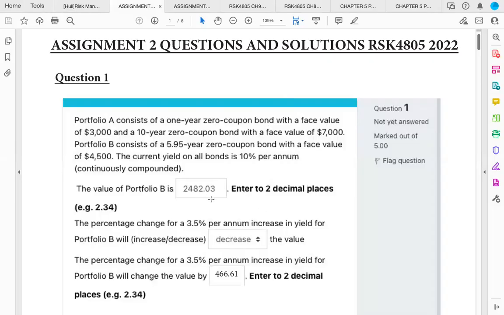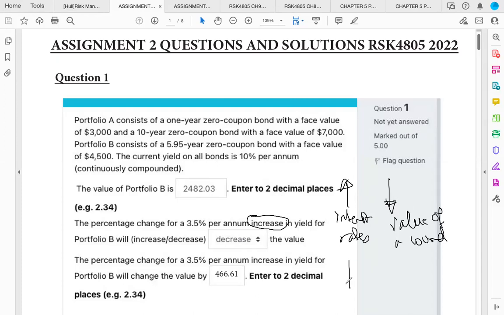So that's how we would determine the value of portfolio B or A. And then remember, like I was saying, there's an inverse relationship between interest rates and the value of a bond portfolio. When interest rates go up, the value of a bond or a bond portfolio goes down. And likewise, when interest rates go down, the value of a bond or a bond portfolio goes up. And we explained why that happens.